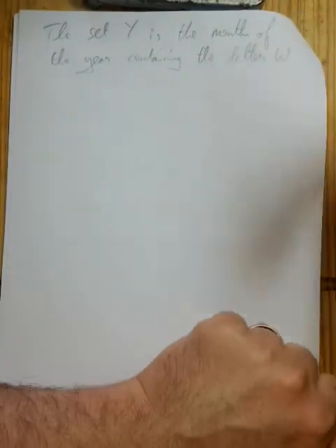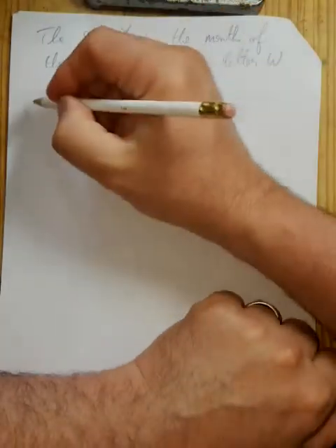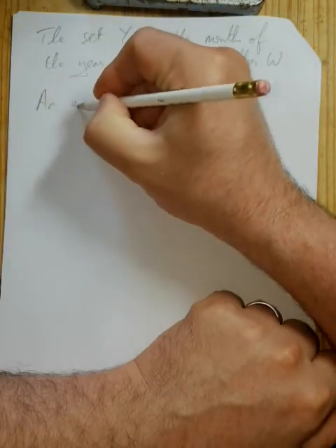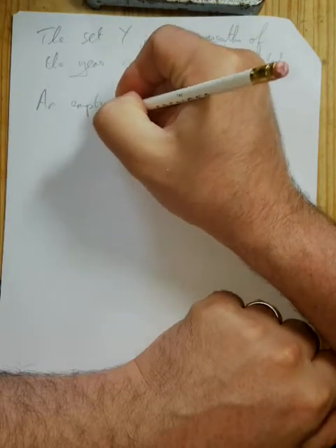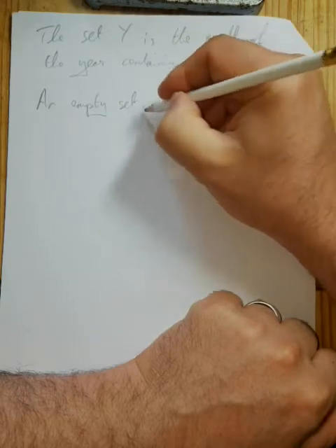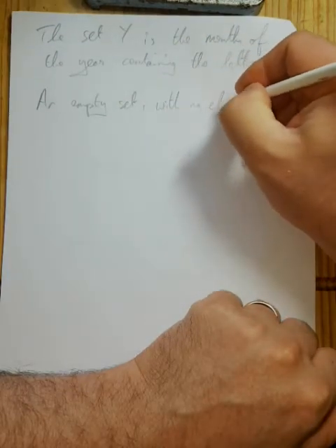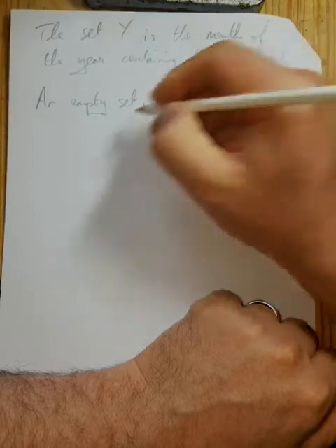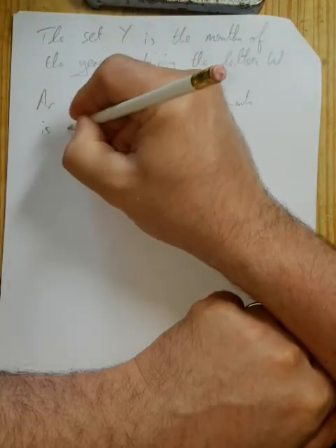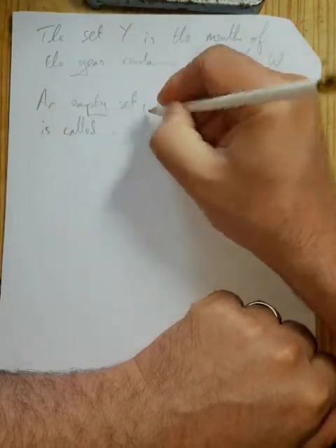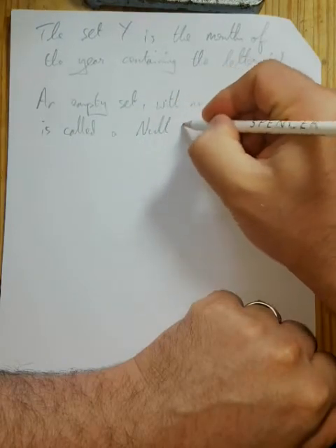So what do you do with a set that has no elements? Well, an empty set, okay, which is one with no elements, is called a null set.